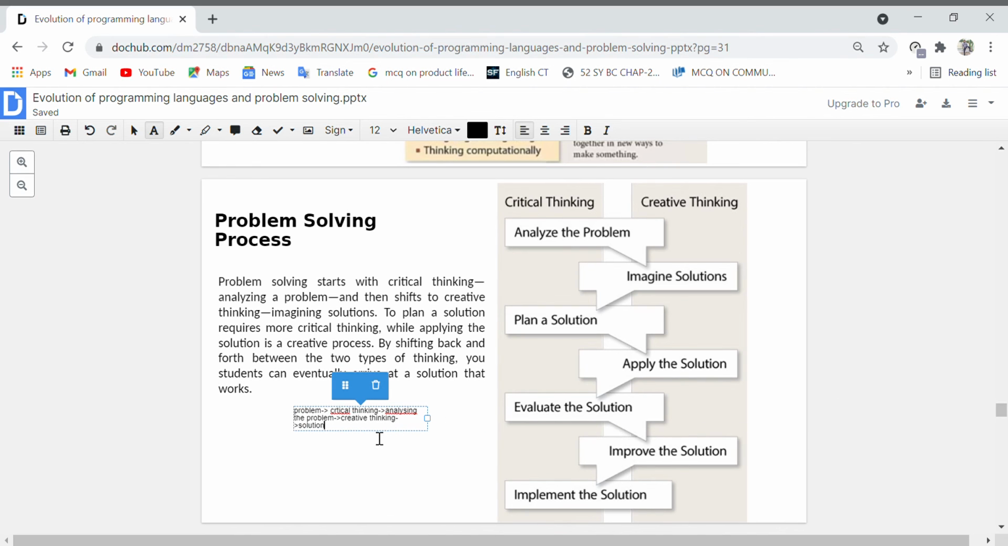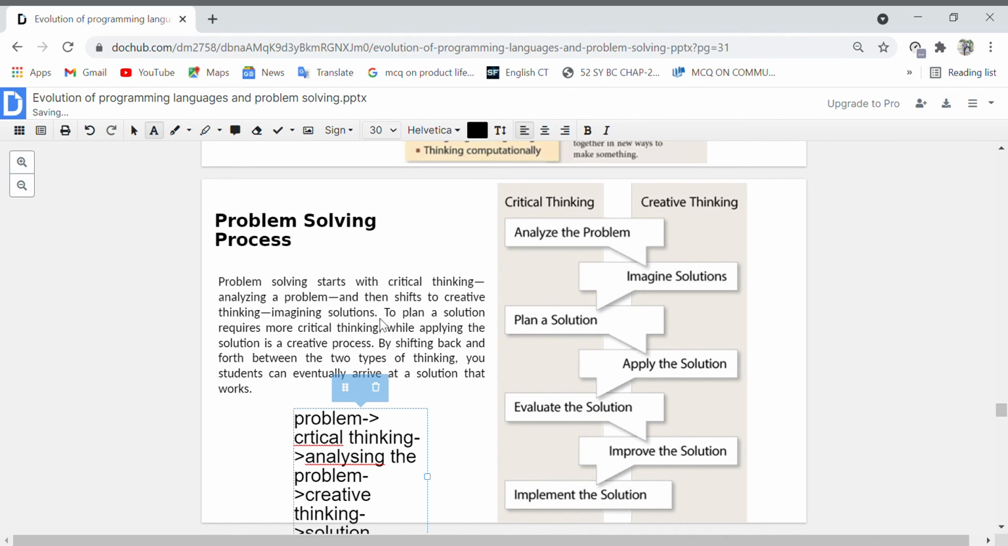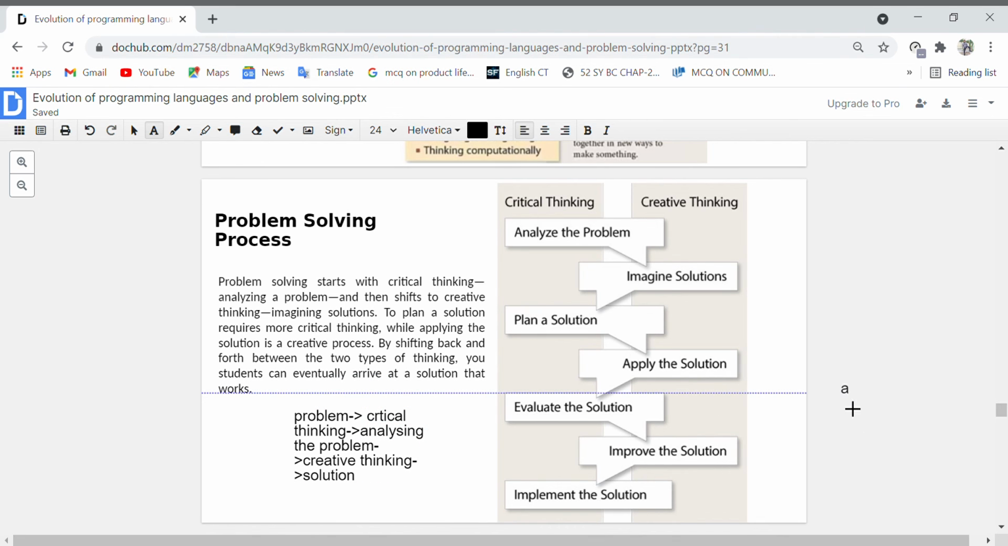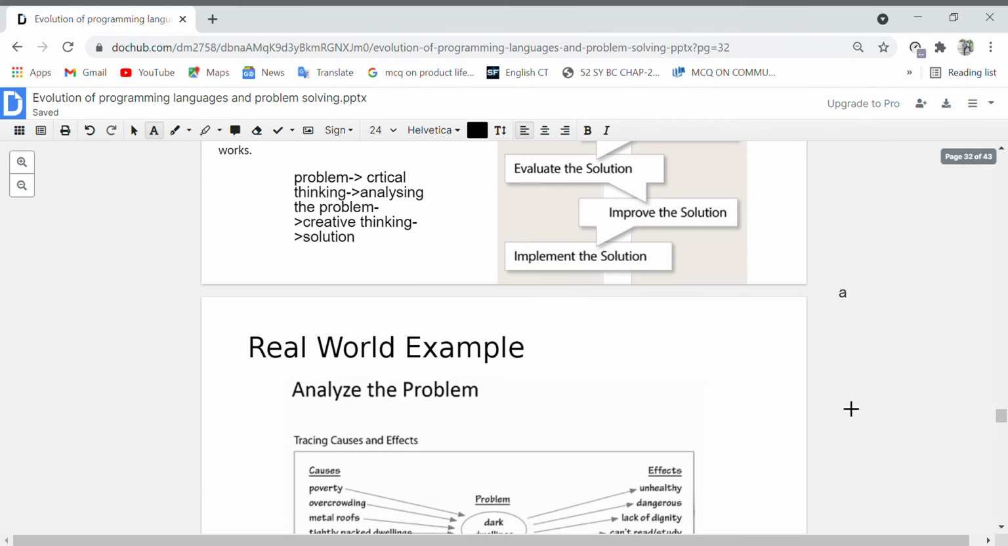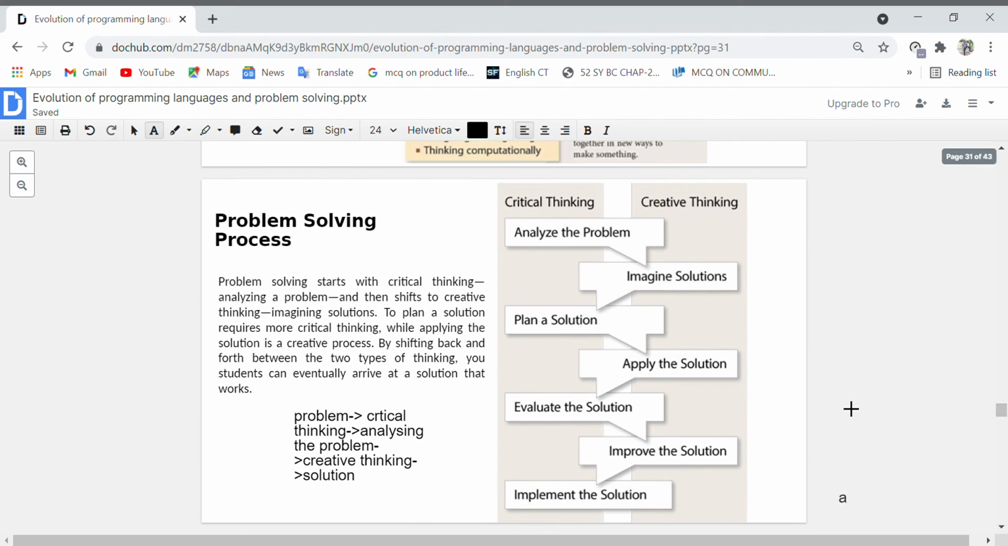This is all about that. Let me enlarge it a bit. Yeah. Problem, critical thinking, analyzing the problem, creative thinking, then solution. You can take a screenshot also.